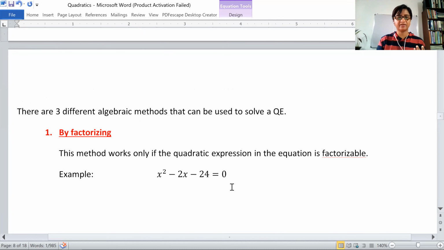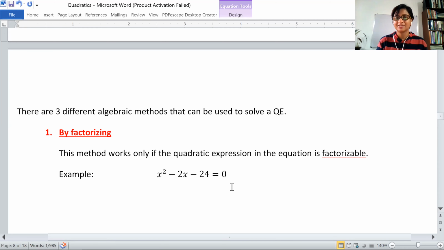The first method is by factorizing, which you are already very familiar with. If the quadratic in your equation can be factorized, you can factorize and solve it. So this is something that you know. The second method is completing the square. If you complete the square, that enables you to make x the subject, just like in a normal equation. We will look at that as a second method.